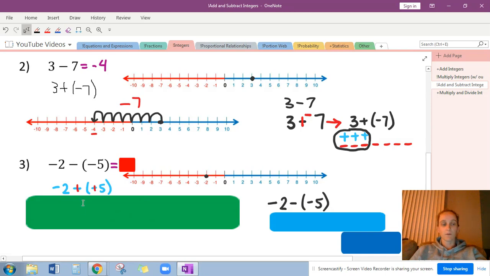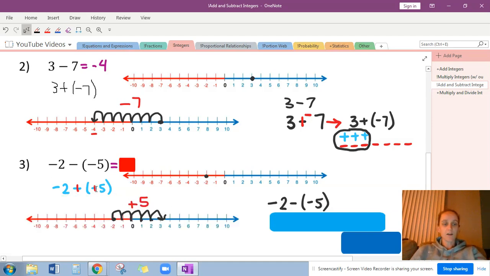So if I use my number line, I start at -2 over here, and then you can see that I went +5 because it's positive, so I went to the right. So I start at -2, and I went 1, 2, 3, 4, 5, and I got 3 as my answer.